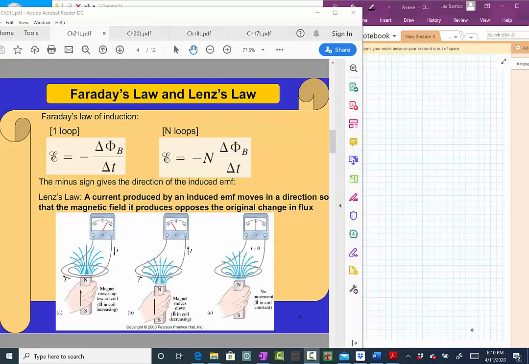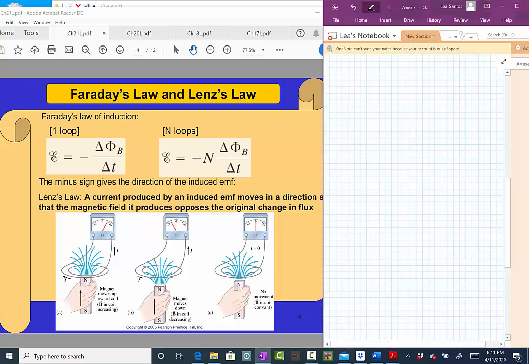Okay, so what we said is that we induce current by changing not just the magnetic field, but by changing what we call magnetic flux. So let me write the equation of the magnetic flux here for us to remember. We saw it in the previous lecture.